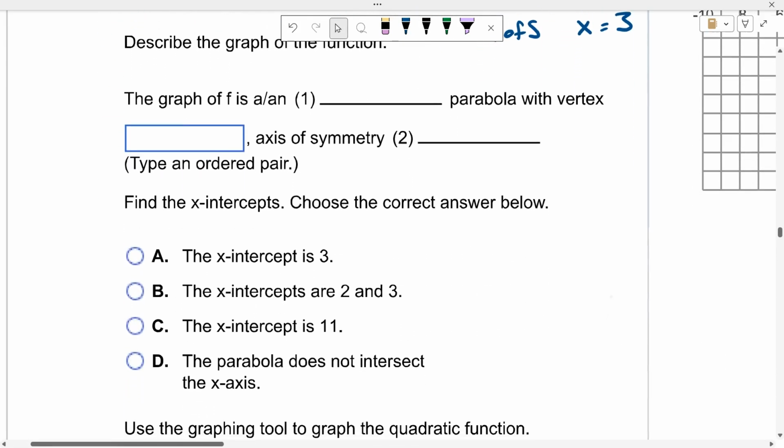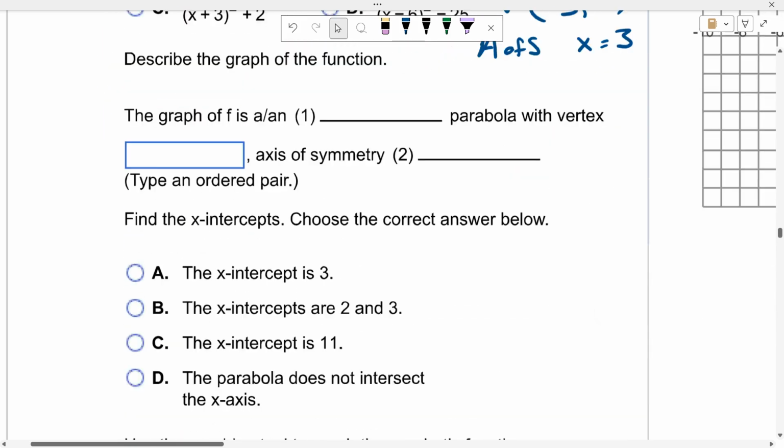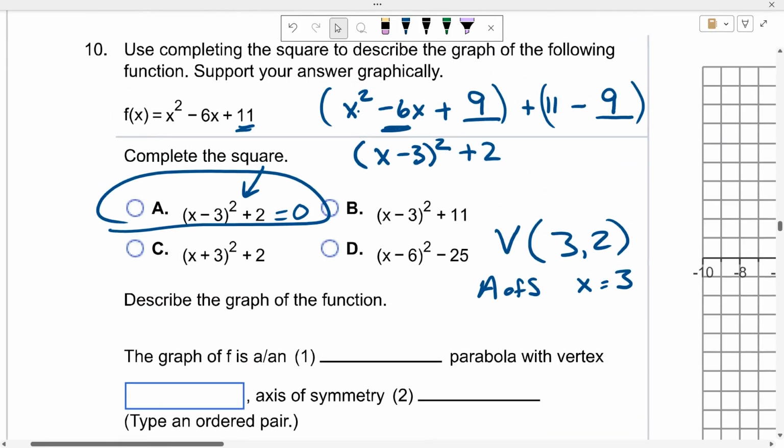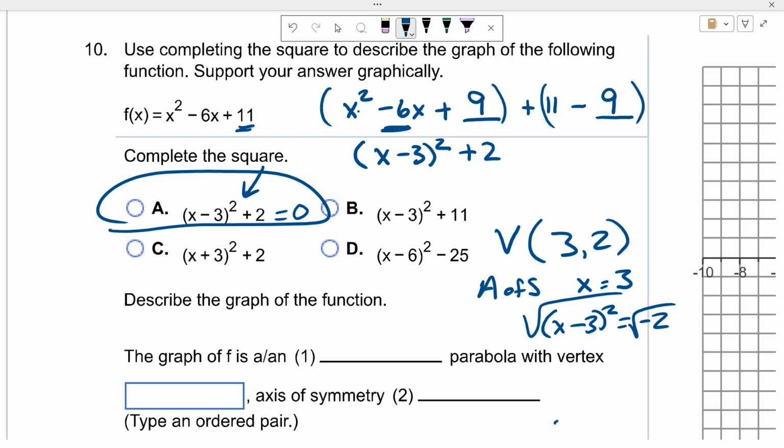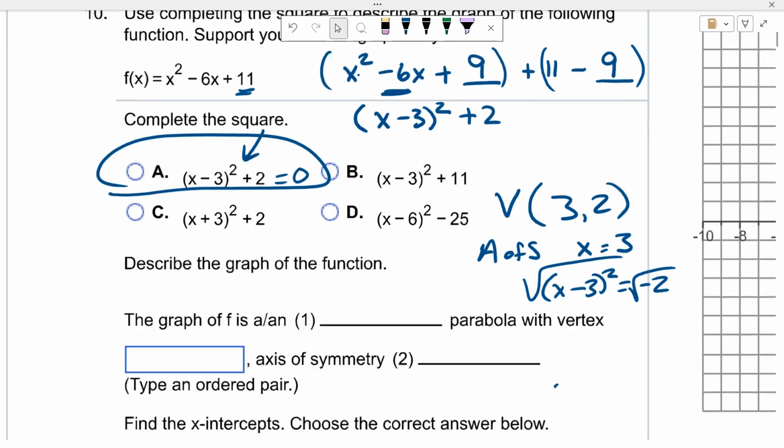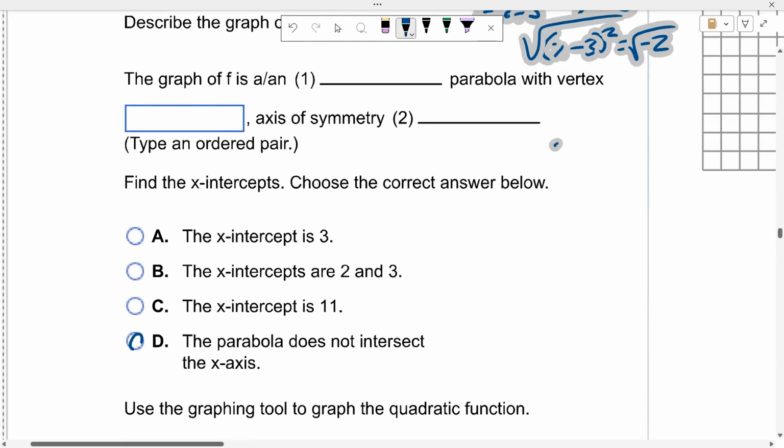Now, if you solve this, x minus 3 squared equals negative 2. If we take the square root of each side, what's the square root of negative 2? It's some imaginary number, right? It's not a real number. So will it have x-intercepts? No, it will not.